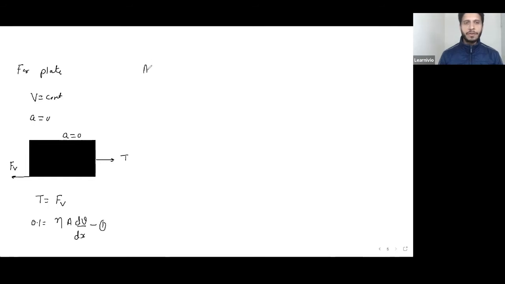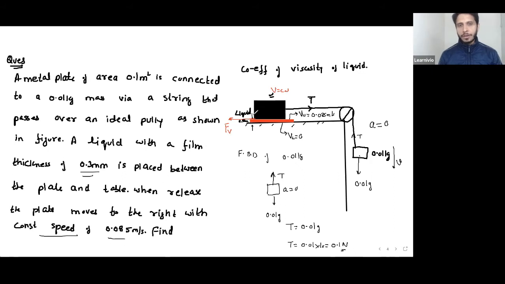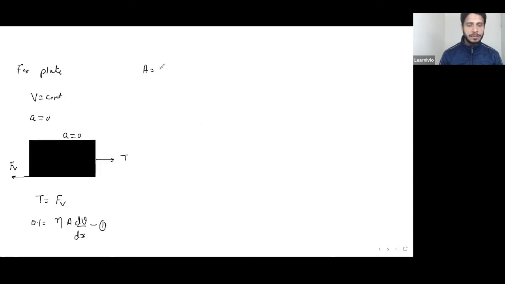Now let's substitute the values. A is given. See, the area of plate is equal to the area of layer which is in contact with the plate. Only this much portion of the liquid layer is exerting force over the plate. So the area of this much portion is how much? Area is 0.1 meter square.